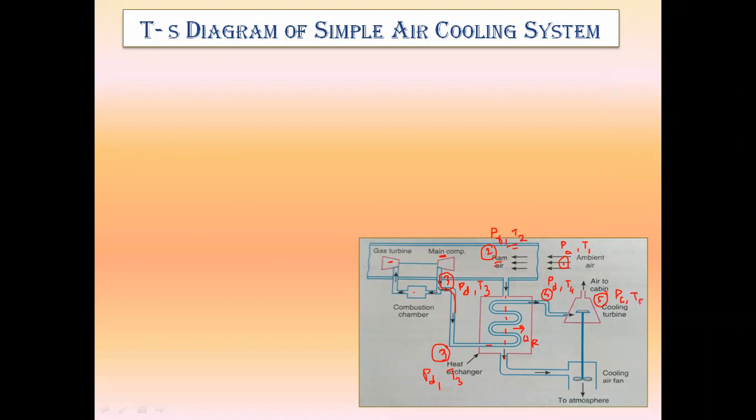So the temperature of that air will be up to T5. Whatever the cabin pressure and T5 temperature air will be there, that will be supplied to the aeroplane cabin. Suppose this is an aeroplane cabin. Inside the aeroplane cabin, whatever heat will be generated, that will be absorbed with the help of that cabin pressure and T5 temperature air.